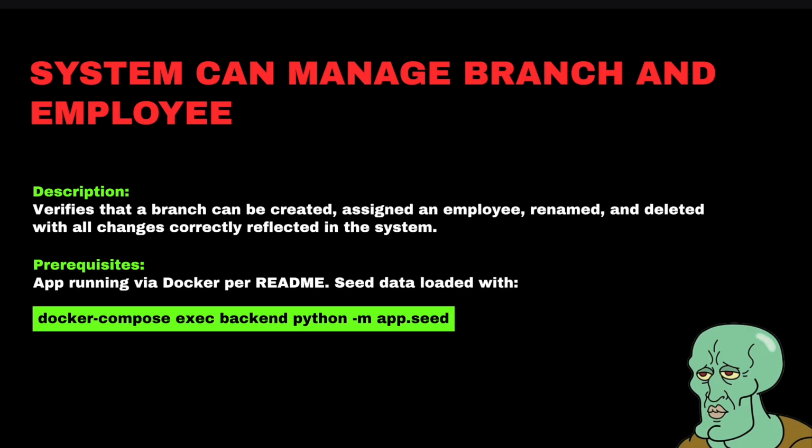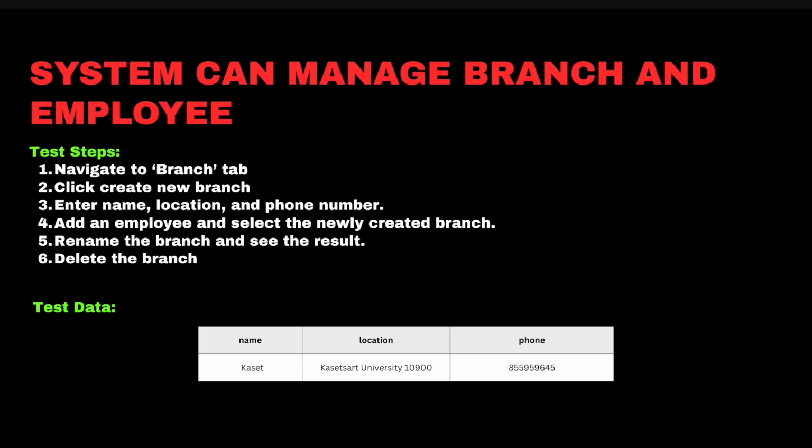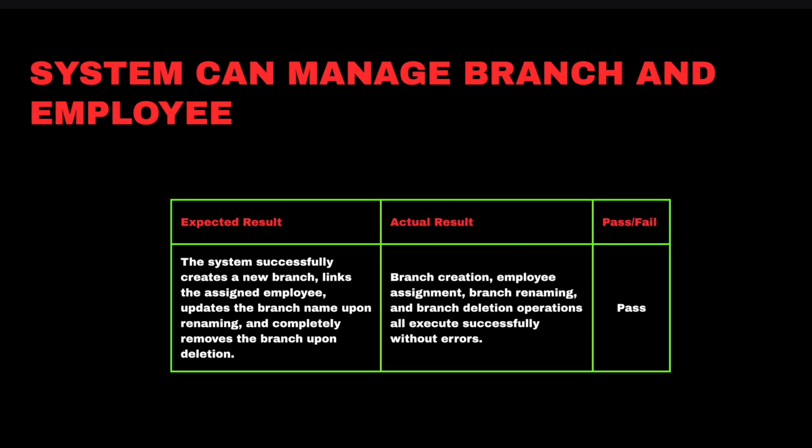Thirdly, the system can manage branch and employee. It verifies that a branch can be created, assigned an employee, renamed, and deleted, with all changes correctly reflected in the system. There are some steps and data to it. The actual result is that branch creation, employee assignment, branch renaming, and branch deletion operations all execute successfully without any errors.